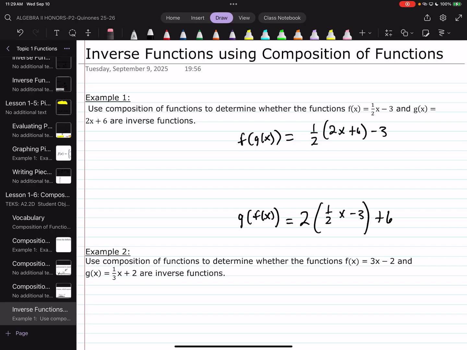I want to give you about 3 minutes for this. Evaluate these. What do you get? So 3 minutes on the clock. Go. The question I want you to answer is, are these inverses of each other? Yes or no?